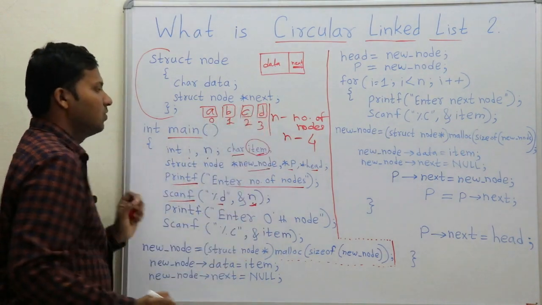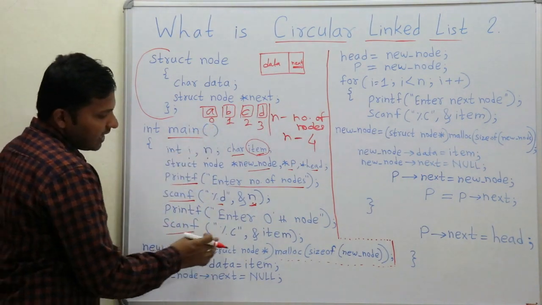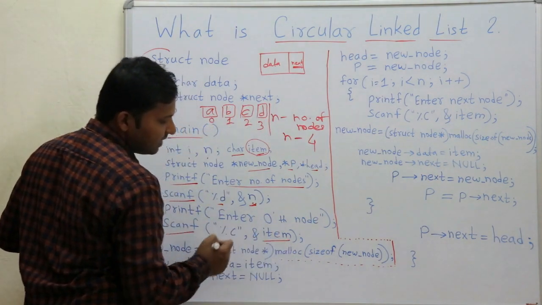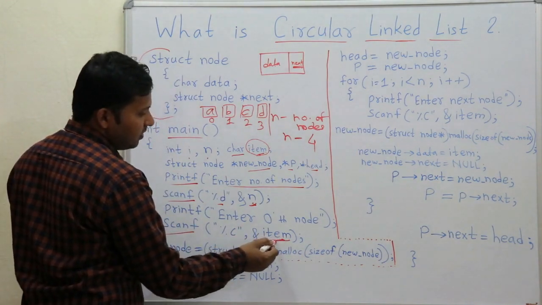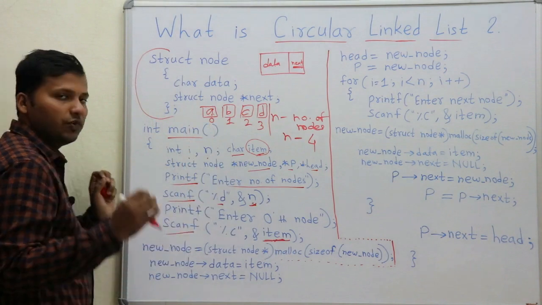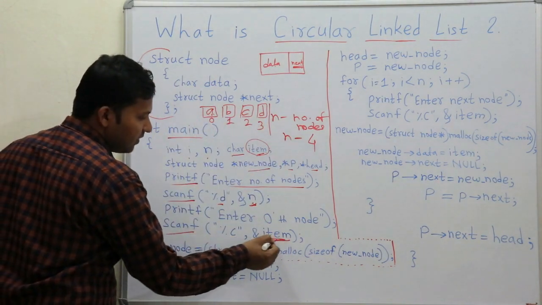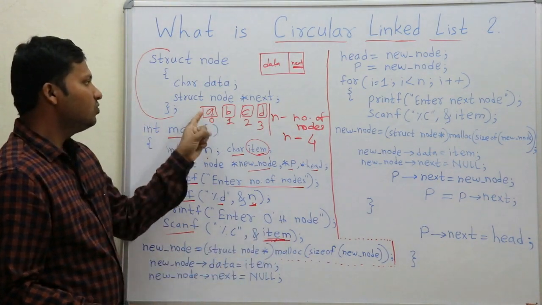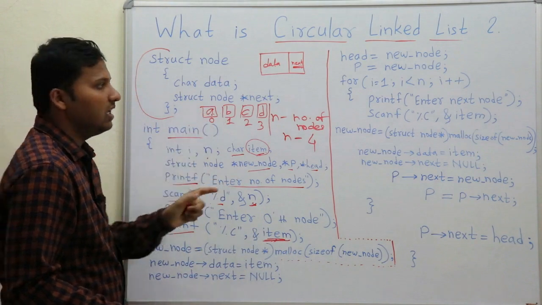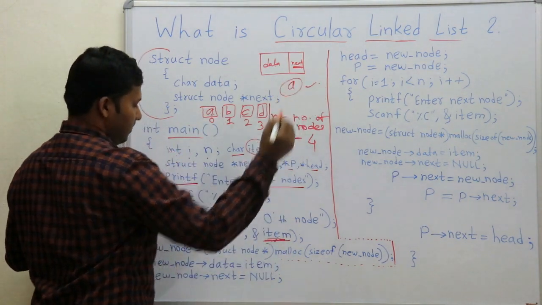Now let's see the next statement, scanf %c at the address of item. It takes the user input, that is the character which the user enters, and we take it in the variable item. At first just assume that the user has entered character A.